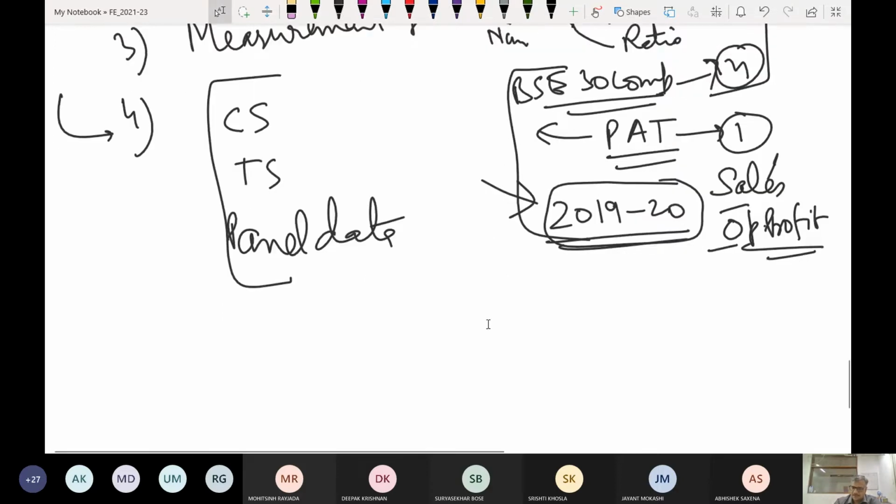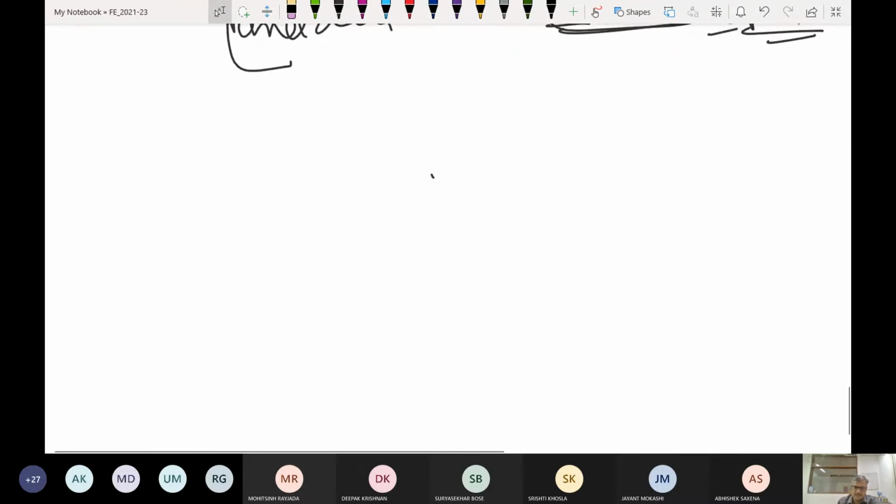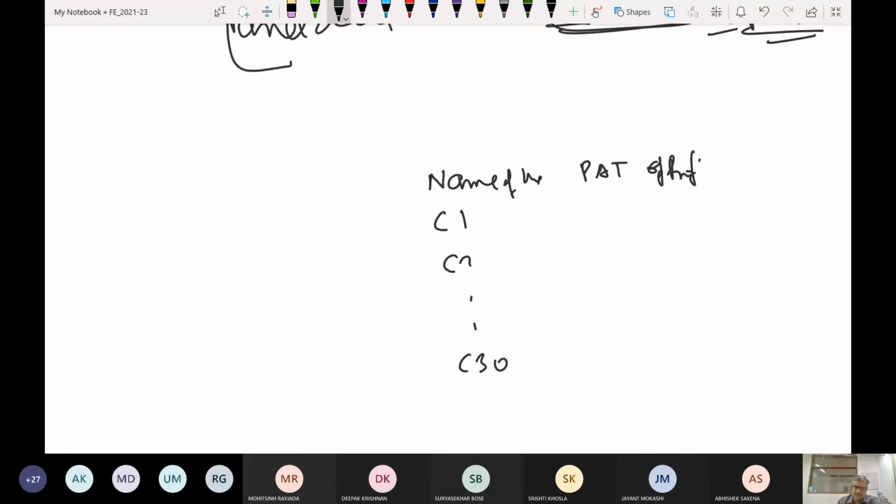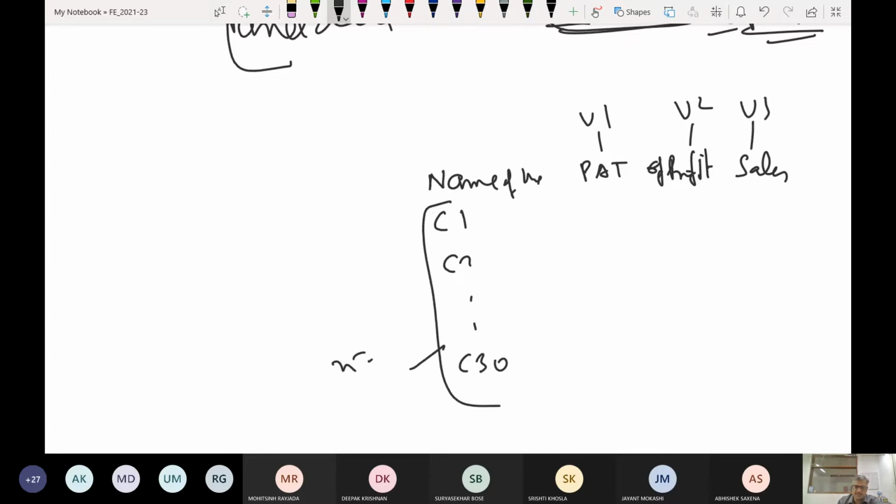One, I can put it this way: name of the company, C1, C2, likewise we have got 30 companies, and we have got variables, let's say PAT, operating profit, and sales. I can have more variables. So this is variable 1, this is variable 2, this is variable 3, and these are 30 companies, and I've got all the data points ready.